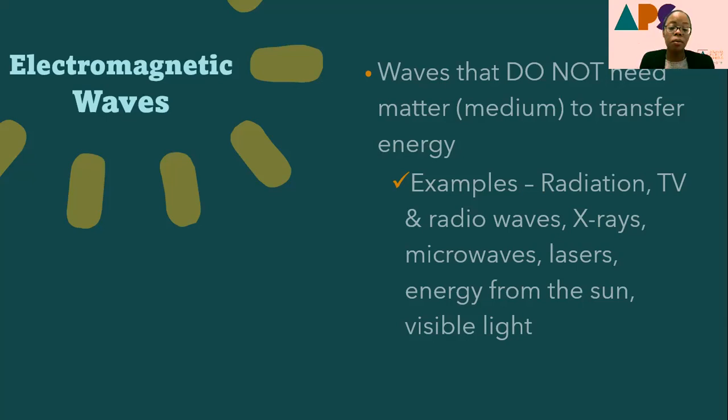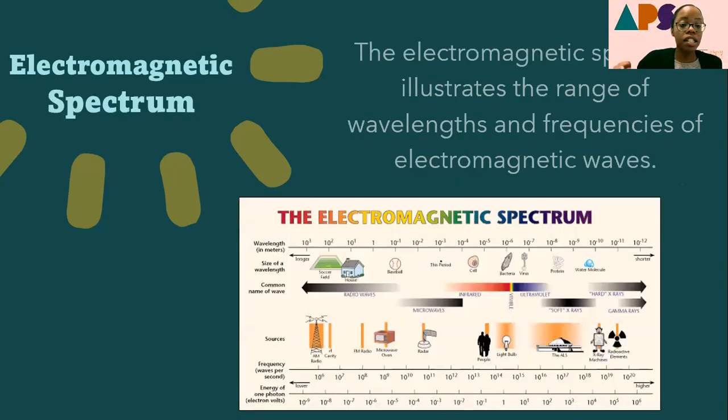Microwaves is another one, because you stick your food in the microwave and somehow when you get it out, it's warm. Nothing is in there making direct contact with your food, but again, when you take it out, it's heated. You have lasers, energy from the sun, like I said, and visible light would all be considered electromagnetic waves. So now let us take a look at the electromagnetic spectrum.